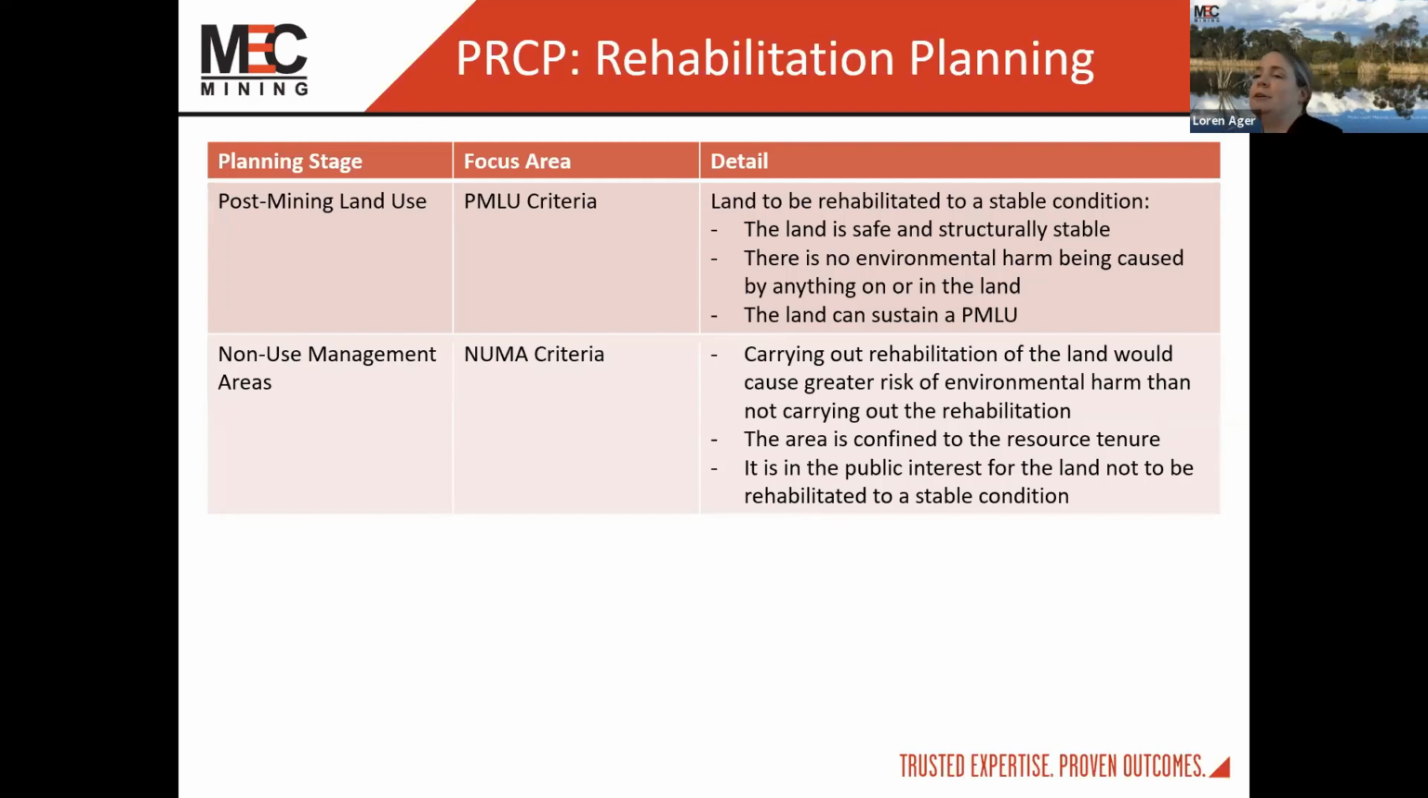And completion criteria for measuring whether the PMLU has been successfully achieved. So if you're returning it to a native ecosystem, what are the things that are going to be key indicators of how you've actually achieved that? What fauna and flora will be there in the end, and how will you continue monitoring that up until surrender to the next holder?